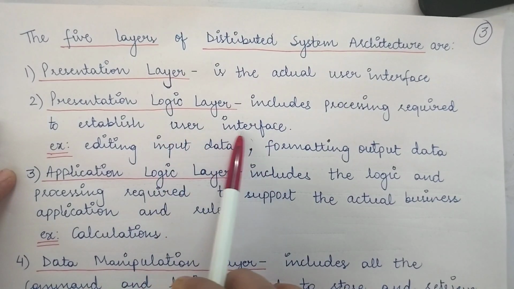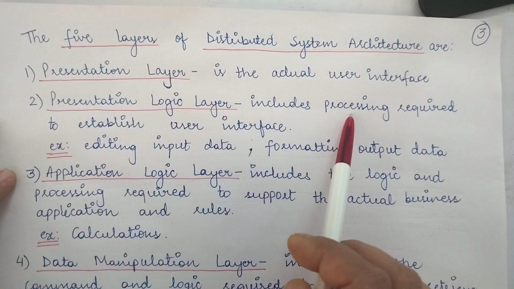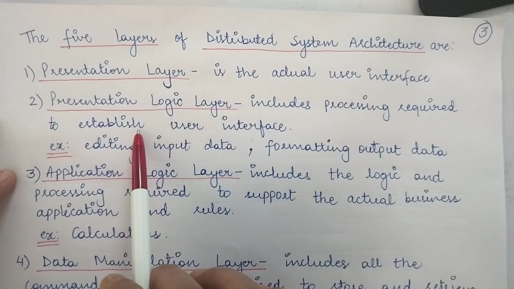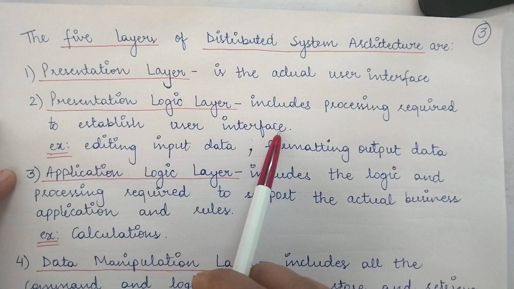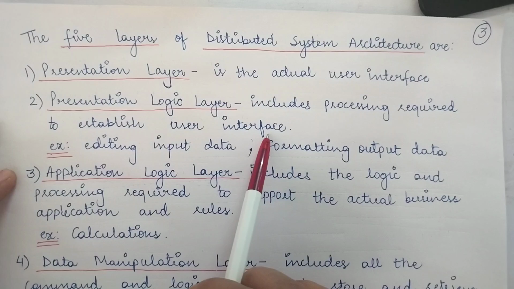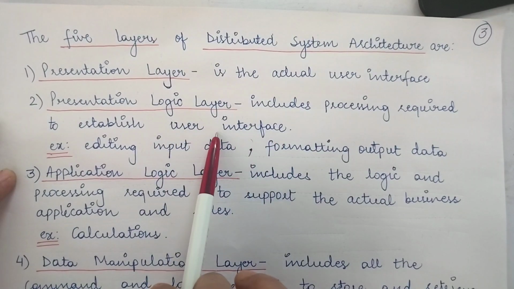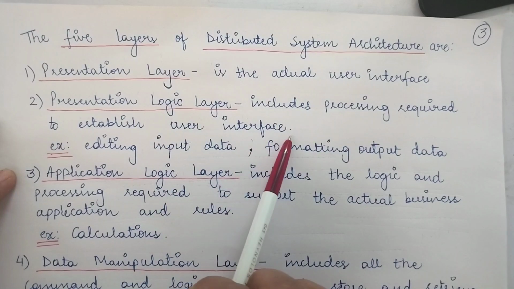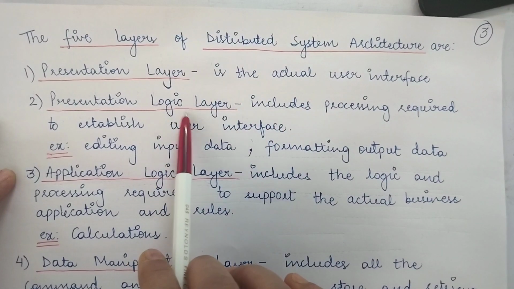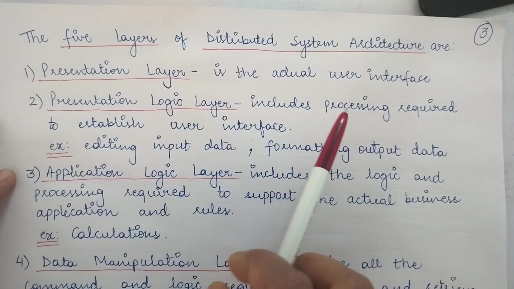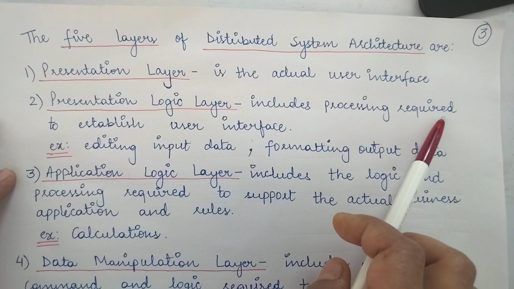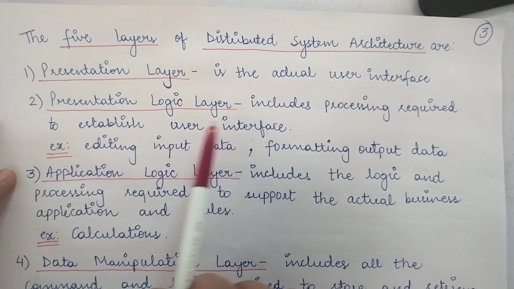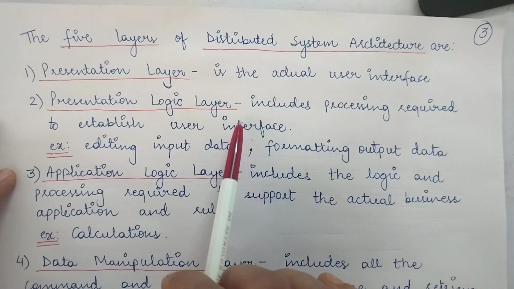But before you can actually establish a user interface, you need to process that data to convert it into information. So you cannot establish a user interface without information. What communication will you provide if you have nothing to communicate? You need some information to present to the end user. Only then will the user interface come into use. So the presentation logic layer includes the processing required to convert the data into information, so that after that you can establish the user interface and communicate that information to the end user.